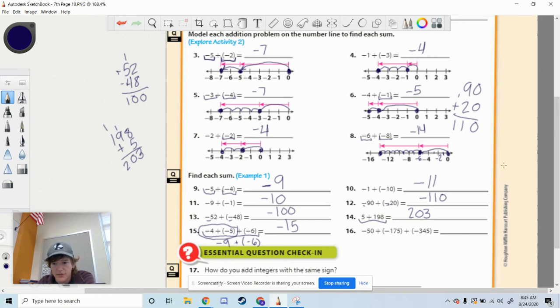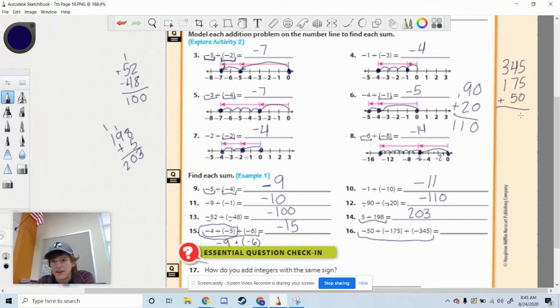Next one, really big one. You could also do all 3 together. So I'll do that up here. We'll have 345. We'll have 175. And we'll have 50. We're going to add all 3 of these numbers together. And then at the end, we'll just make sure we remember to put a negative.